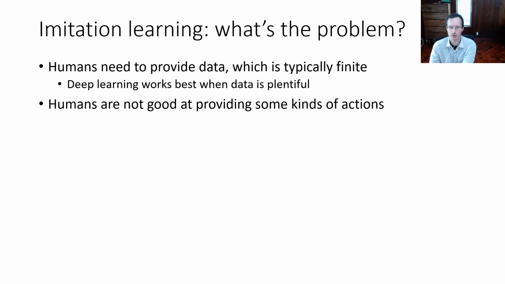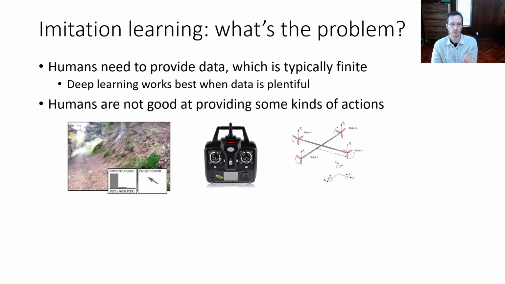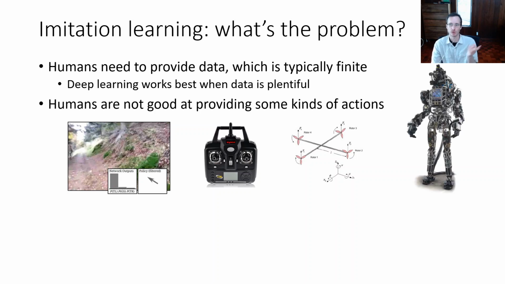The other thing is that humans are not good at providing some kinds of actions. So humans might be pretty good at specifying whether they should go left or right on a hiking trail, or controlling a quadcopter through a remote control, but they might not be so good at, for example, controlling the low-level commands to a quadcopter's rotors to make it do some really complex aerobatic trick. If you want humans to control all the joints in a complex humanoid robot, that might be even harder. Maybe you need to rig up some really complicated harness for them to wear. If you want to control a giant robotic spider, well, good luck finding a human who can operate that.